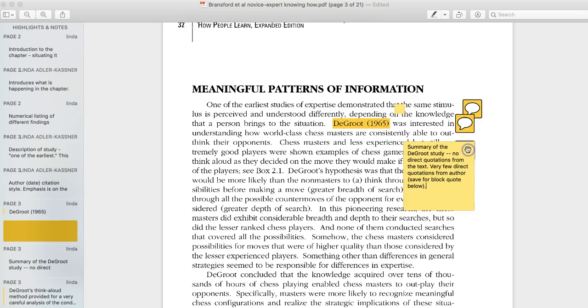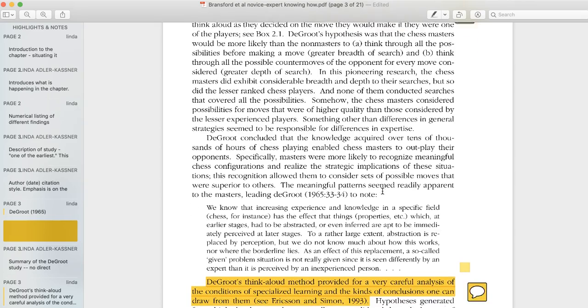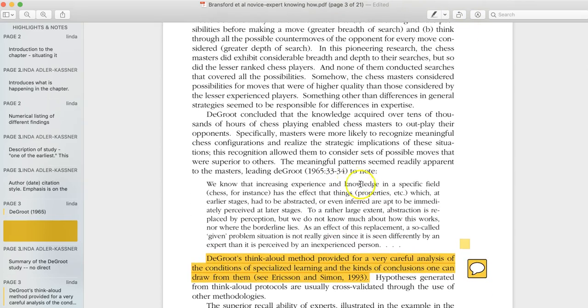And this next bubble has to do with that too. I'm pointing out, well, look, there's a big summary of the DeGroote study. There aren't very many quotations, direct quotations from the study. Instead, it's a big summary in the words of the authors, not a lot of block quote until down here. And then we get a small block quote, relatively speaking.